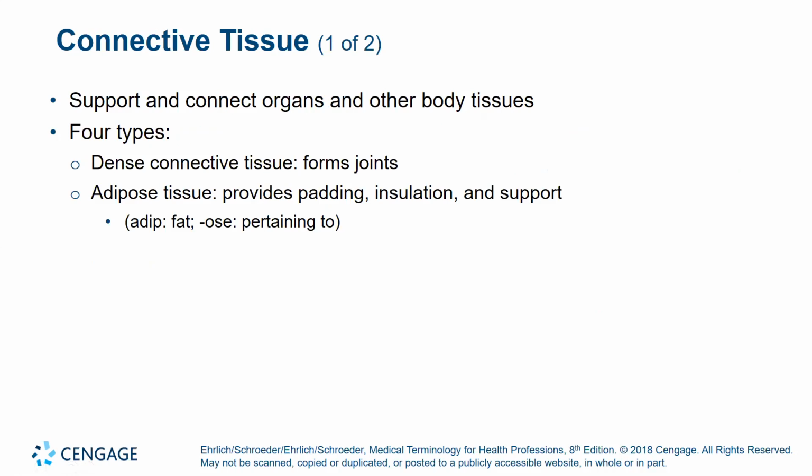Connective tissue supports and connects organs and other body tissues. There are four types. We have the dense connective tissue. This is where it forms the joints. We have adipose tissue, which provides padding, insulation, and support. ADIP, A-D-I-P, is fat, O-U-S is pertaining to. So looking at this term as one of your medical terms, it means pertaining to fat.